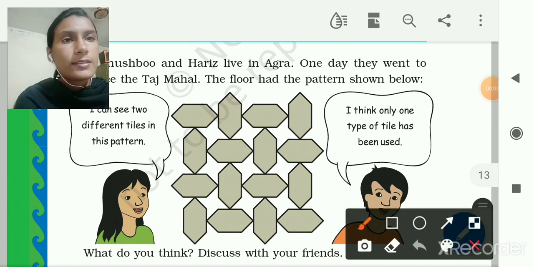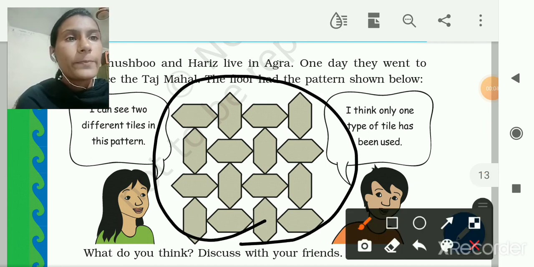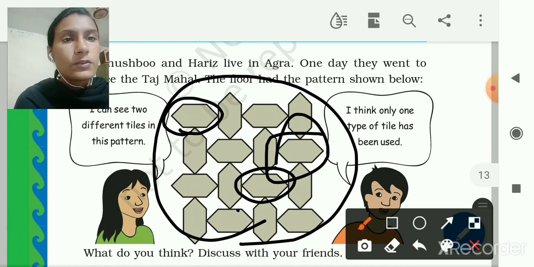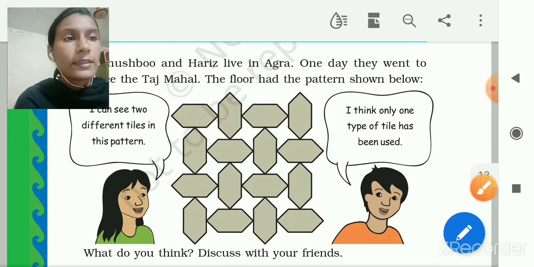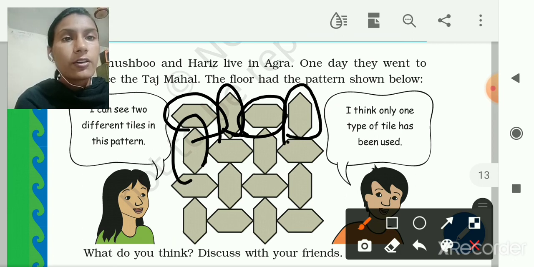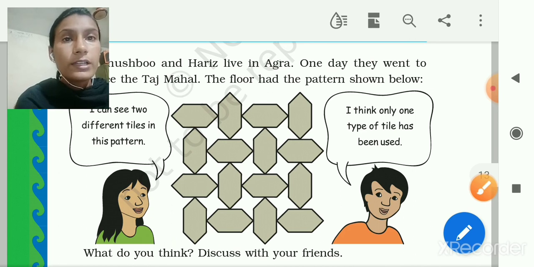Here you can see that in this floor pattern only one type of tile has been used. You can see this tile and this tile. This one and this one are both the same. Here it is horizontal, here vertical, here horizontal, here vertical, here horizontal, here vertical. So only one type of tile has been used.